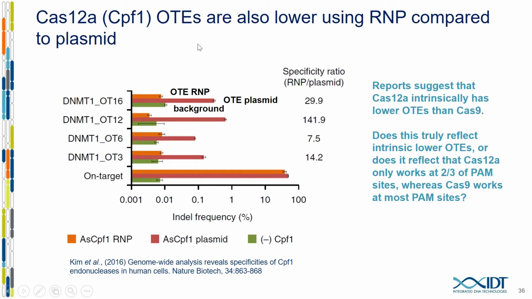And you can also use RNP delivery with Cas12a or CPF1. And it's basically the same story as Cas9, where DNA or plasmid-based and mRNA delivery methods have higher off-target events than protein delivered directly. So we recommend RNP delivery. It's been reported that Cas12a is intrinsically lower off-target than Cas9. We're a little uncertain of that. We wonder if Cas12a is just a slightly lower activity nuclease than Cas9, and that way it appears to be that way, but the jury's still out on that one.